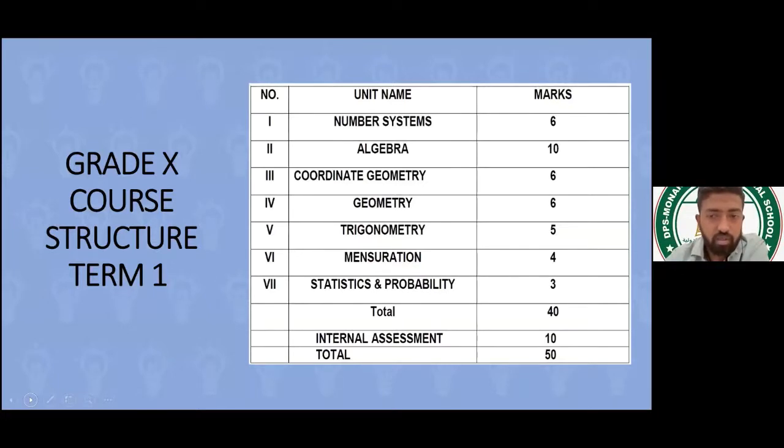Total for the term 1 examination will be 40 marks. Internal assessment for term 1 will be 10 marks. So total term 1 exam will be of 50 marks. Now moving to the next slide.